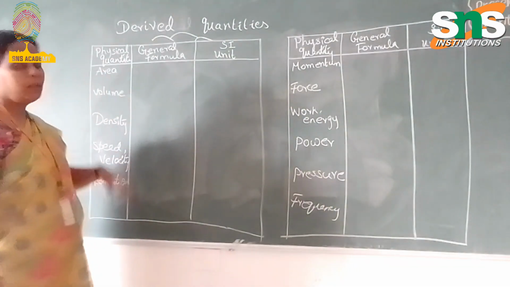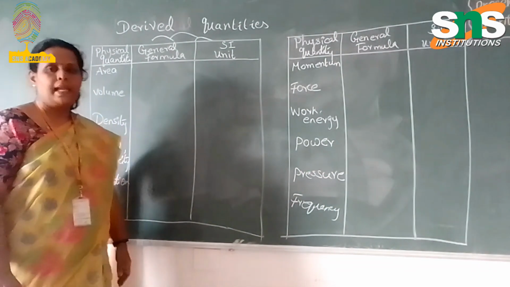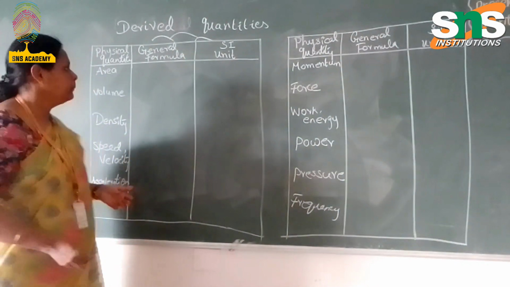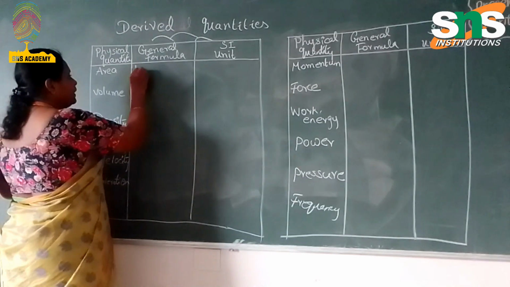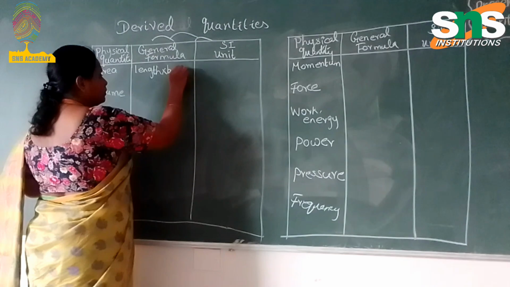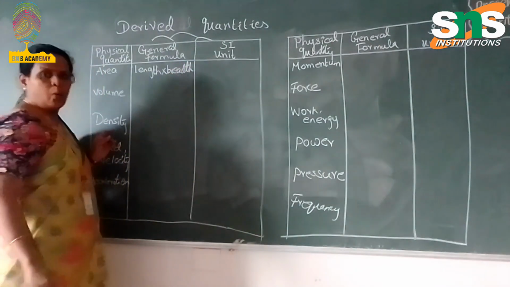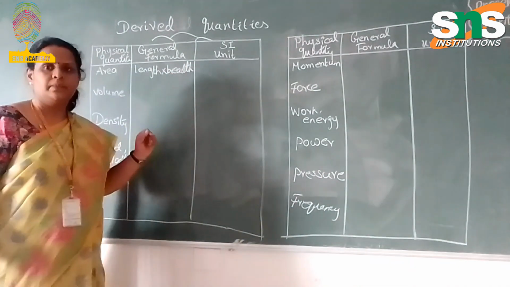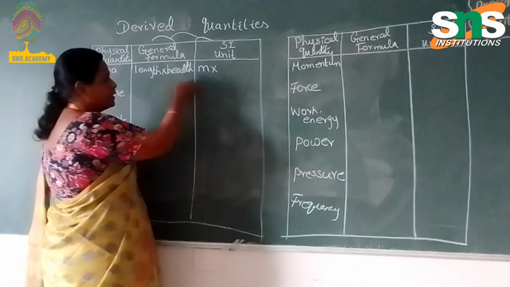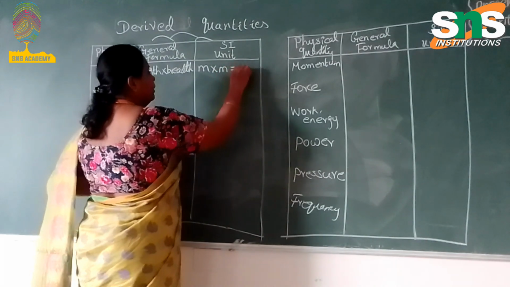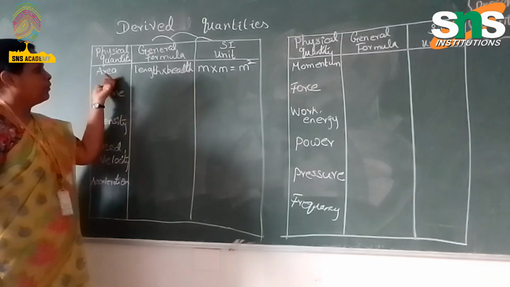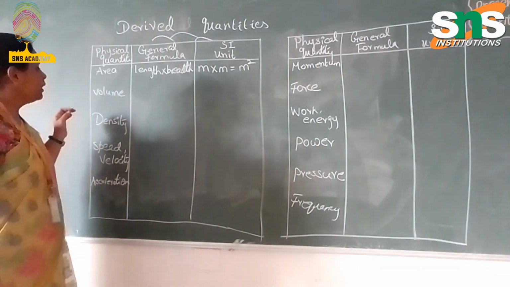Okay. So, what do you mean by area? Whenever they ask you to find the area of a rectangular field in your math, your area is length into breadth. Am I right? Length into breadth. So, what's the unit for length? It's meter, into, again, breadth, which is also meter. So, this will become square meter. Am I right? So, the SI unit for area is square meter.